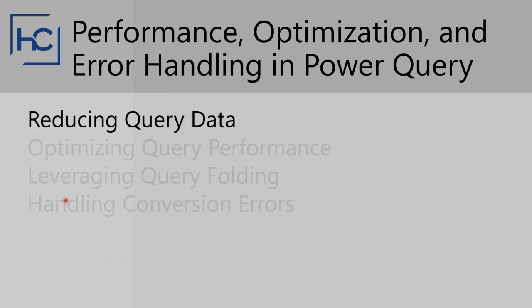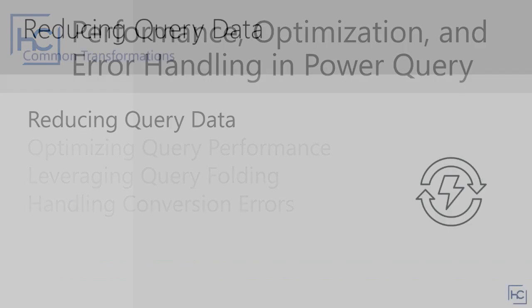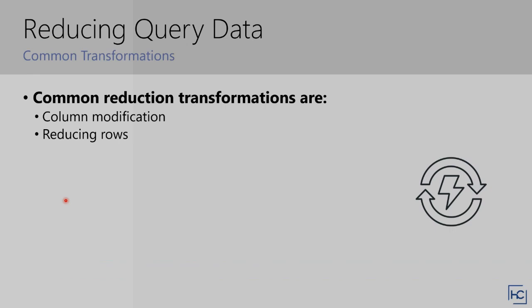All right, so let's start the conversation with discussion around reducing query data. The general idea behind this, and the 2 primary common reduction transformations, are column modification and reducing rows.